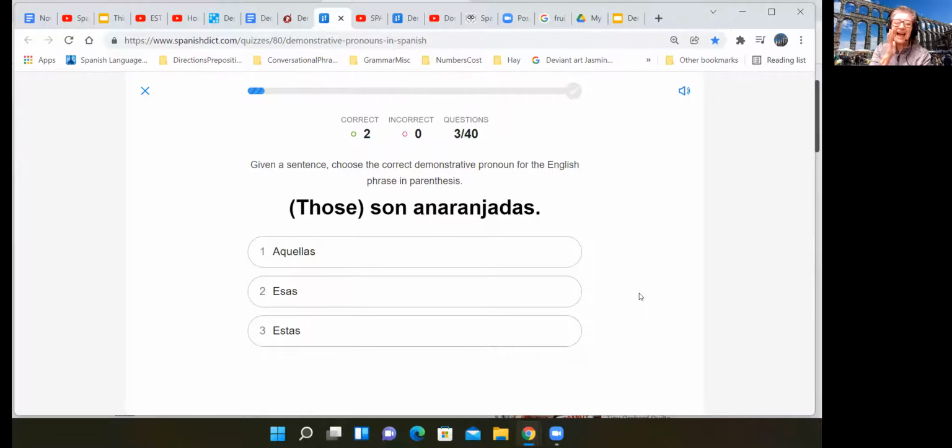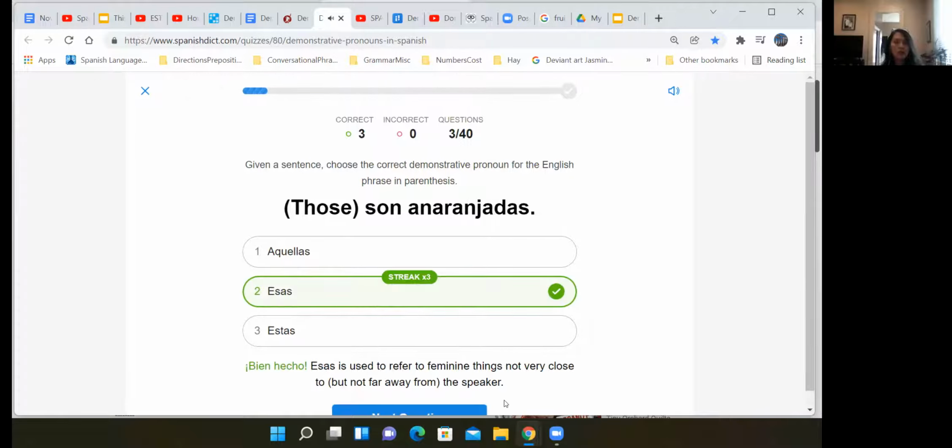Son anaranjadas. Esos, ¿no? Aquí, esos. Wow. Do we really know? Esas. Well, we don't really know. There really is nothing in there that tells us if it should be aquellas. So that's a little tricky.